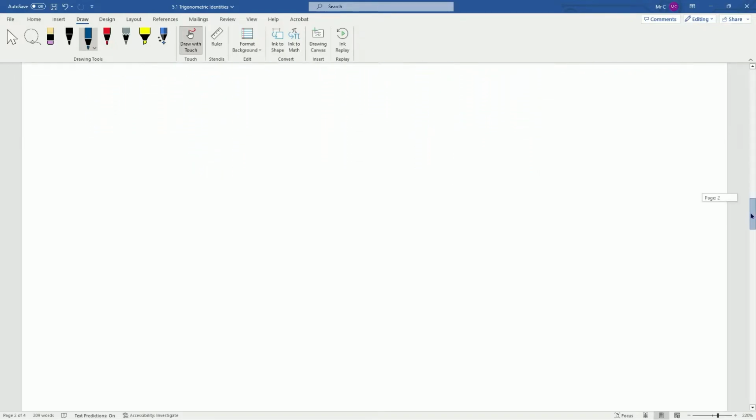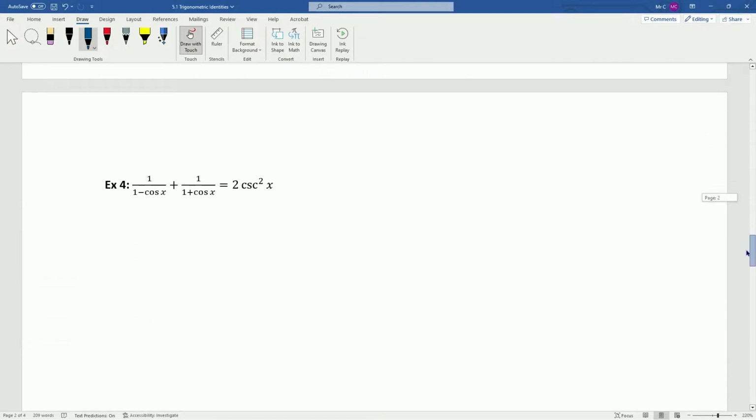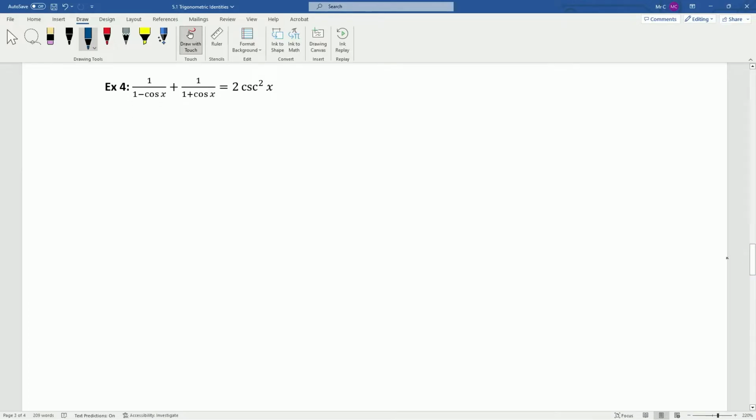Okay, so moving on to another problem. Example 4 here, 1 over 1 minus cosine of x plus 1 over 1 plus cosine of x equals 2 times cosecant squared of x. All right, so we're going to start with our left-hand side. And what I notice is that I have two fractions on my left-hand side, and I have just one single term on the right-hand side. So that tells me I'd like to combine my fractions.